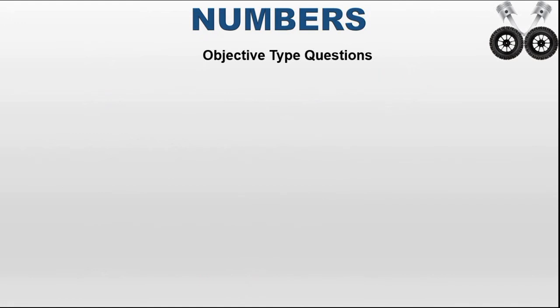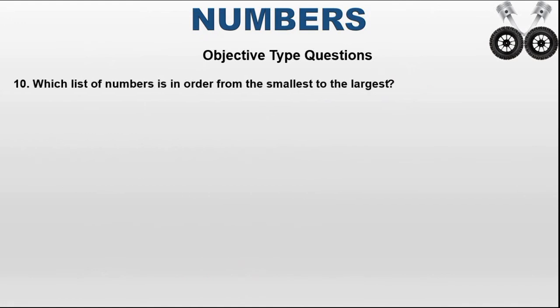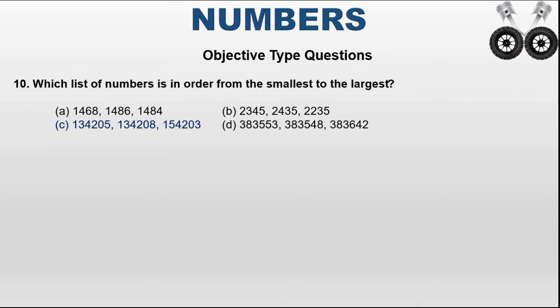So next are objective type questions. The first question is: which list of numbers is in order from the smallest to the largest? They have given some numbers. From those I have to check which one is correct, arranged from smallest to largest.